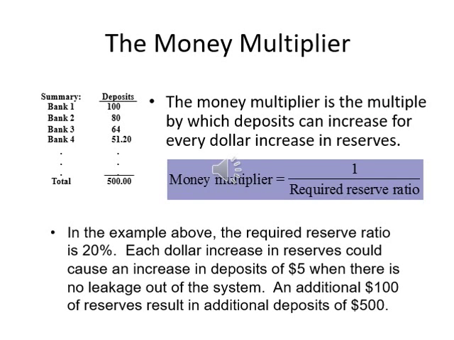The money multiplier. The money multiplier is the multiple by which deposits can increase for every dollar increase in reserves. In the example above, the required reserve ratio is 20%. Each dollar increase in reserves could cause an increase in deposits of $5 when there is no leakage out of the system. An additional $100 of reserves result in additional deposits of $500.